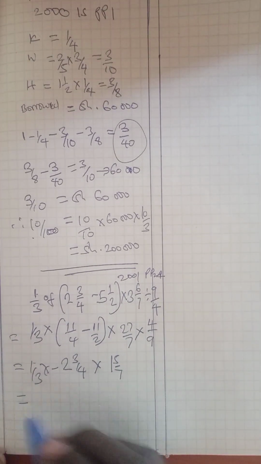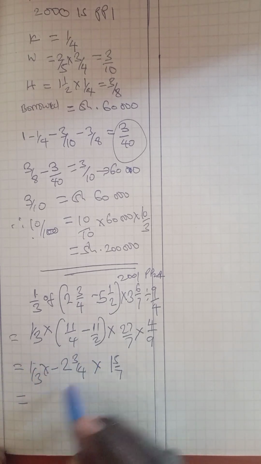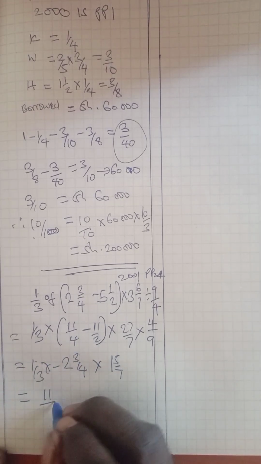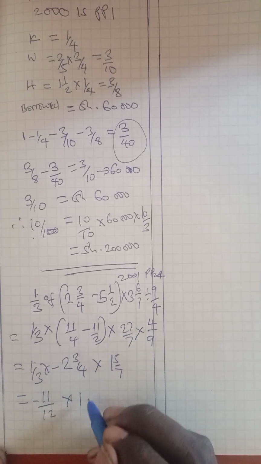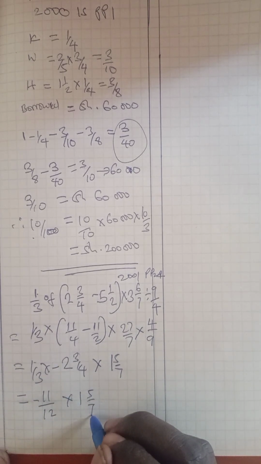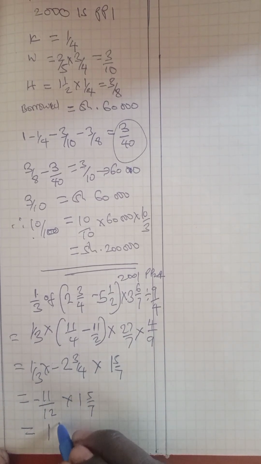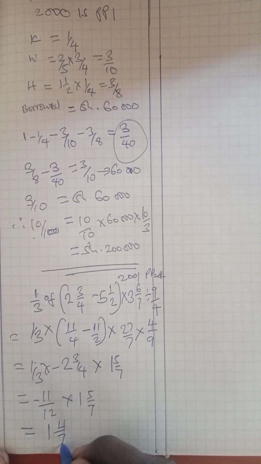Now simplifying further, this part we get 11/12. This is a negative because of this negative, multiplied by 1 and 5/7, so that it gives us an answer of 1 and 4/7.